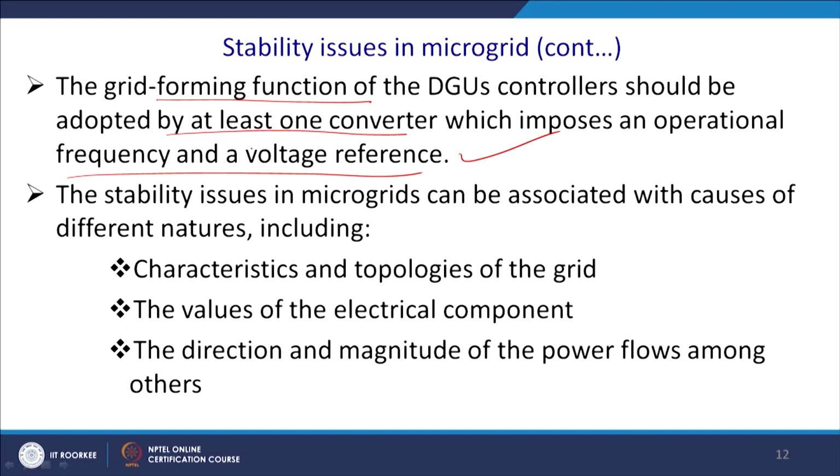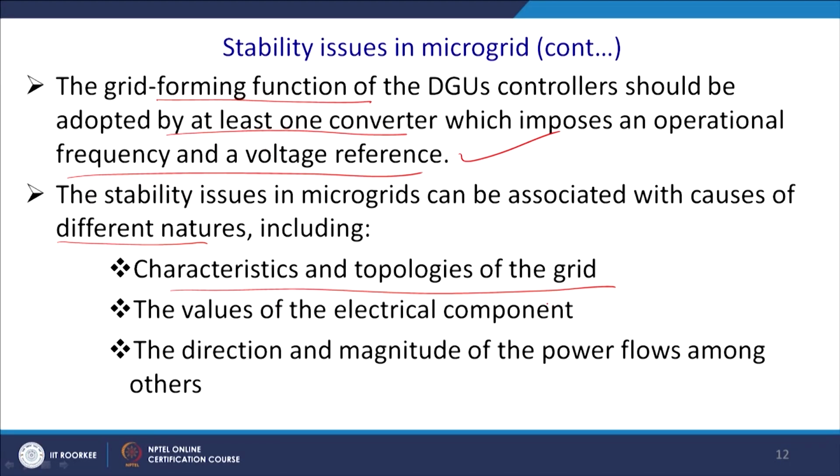The stability issues of the microgrid can be associated with causes of different natures, including the characteristics and topologies of the grid and the value of the electrical components. So, that is something we have to think of. Dynamic response and stability are generally conflicting in nature, so we have to choose accordingly its dynamic characteristics and the topological aspects, including power handling capability.